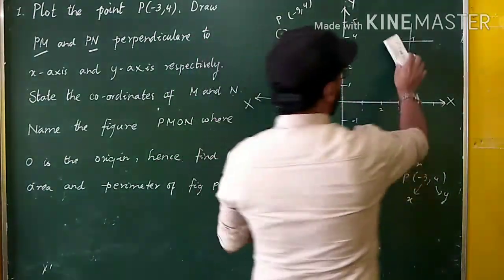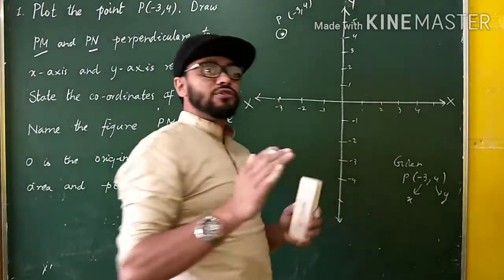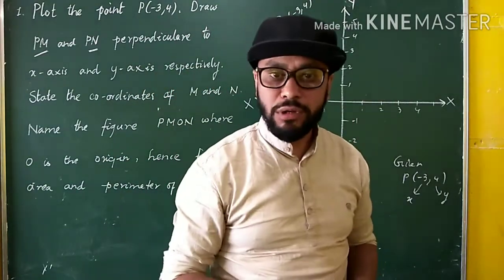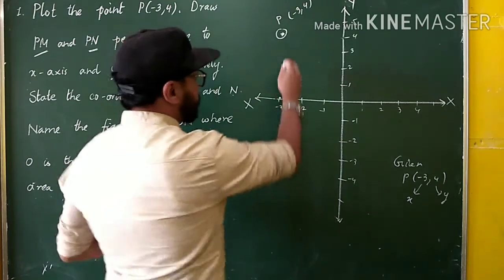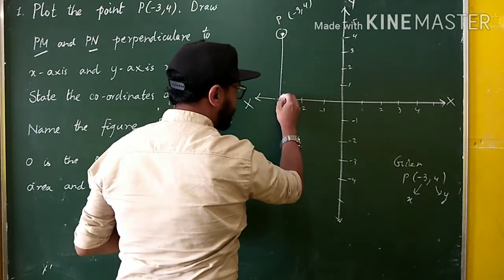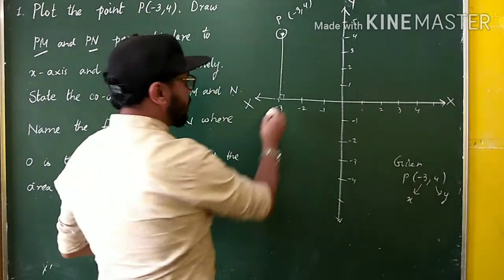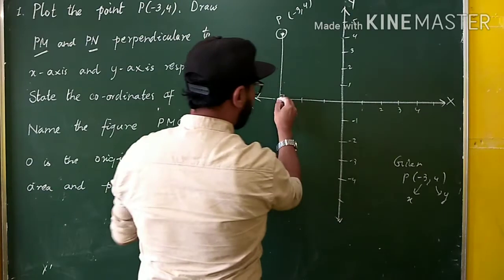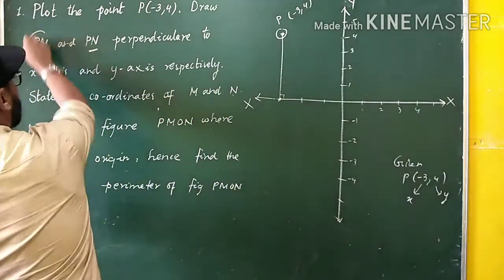Okay, but here you don't have to construct 90 degrees. Why? Because on the graph paper all the lines are perpendicular to each other. So what you have to do is just draw a line till the x-axis. So this is your perpendicular. Now this intersects the x-axis at this point, so this point is your M.